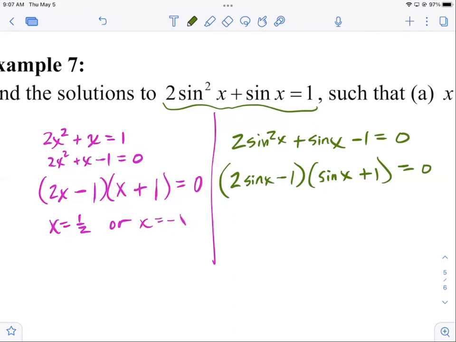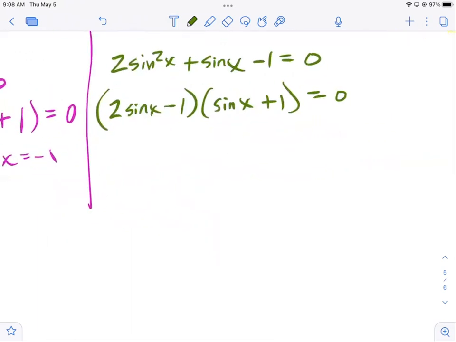You could even have x to the 4th and x squared, x to the 100th and x to the 50th. As long as the smaller powered one is half the larger one, you could factor it as a quadratic. Pretty cool, right? Well, now we would set each of these equal to 0.